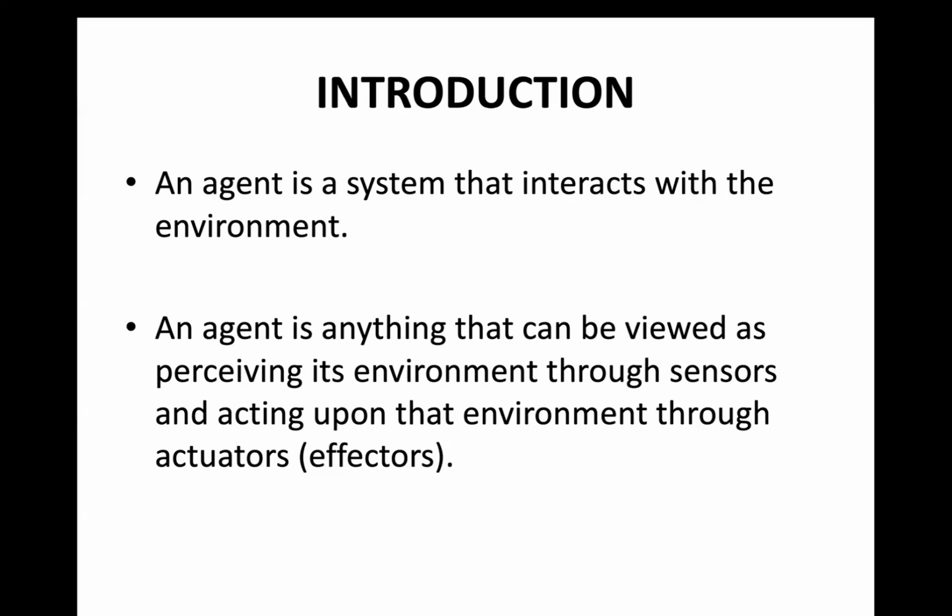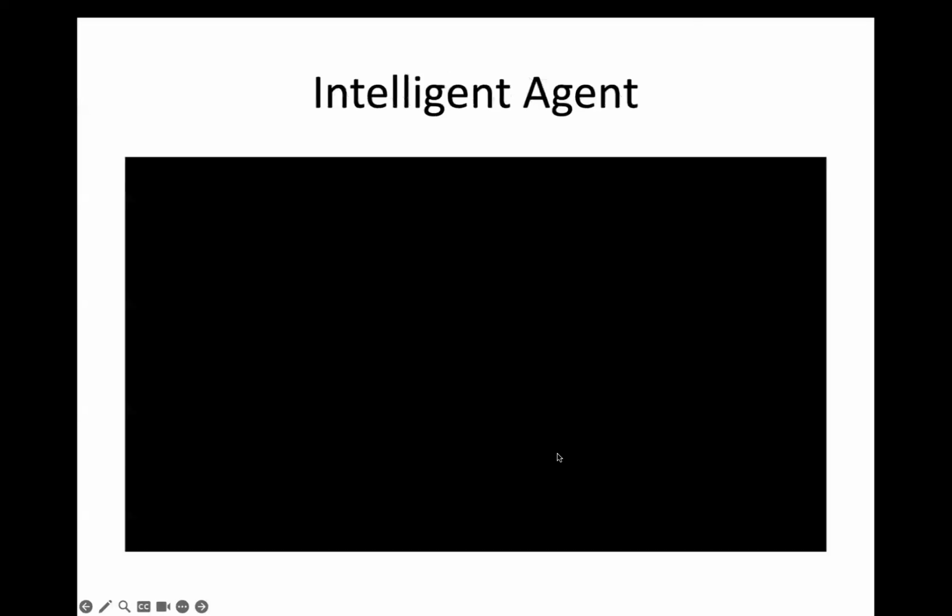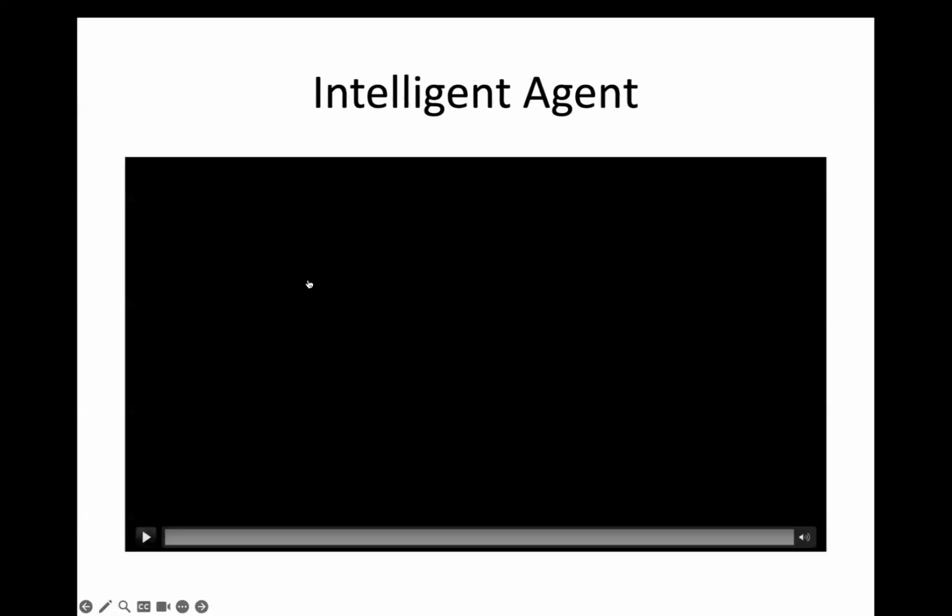And as we are going to see later on, some of these systems are going to use sensors to detect their environment and to detect what's happening in it. And it's going to have some actuators or some effectors that are going to perform some action on the environment. Now, let's just look at an example.